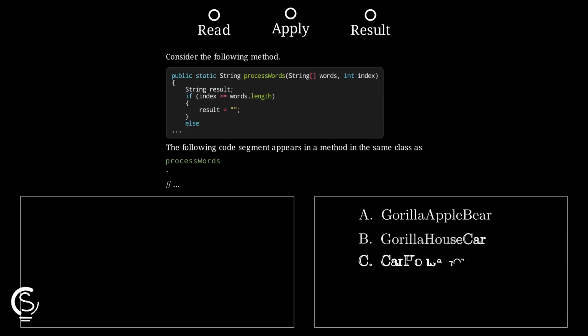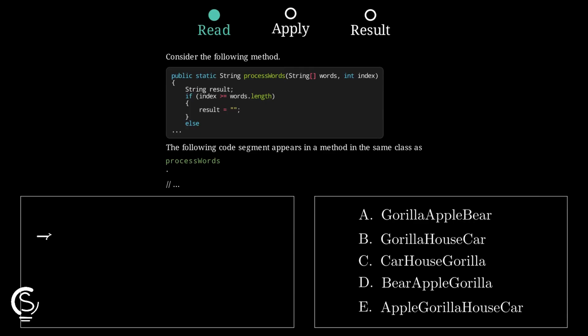The method processWords uses recursion to build a string. We start at index 2, which is gorilla. Each call waits for the next one to finish before adding its own word.